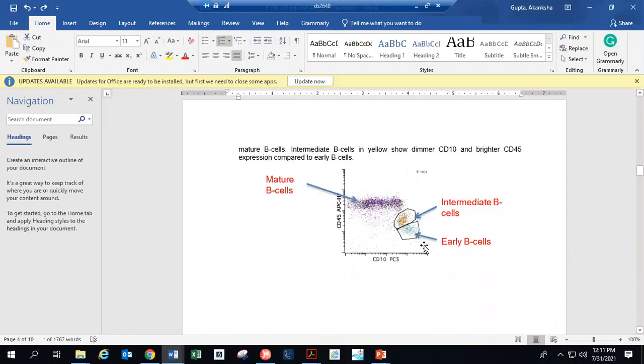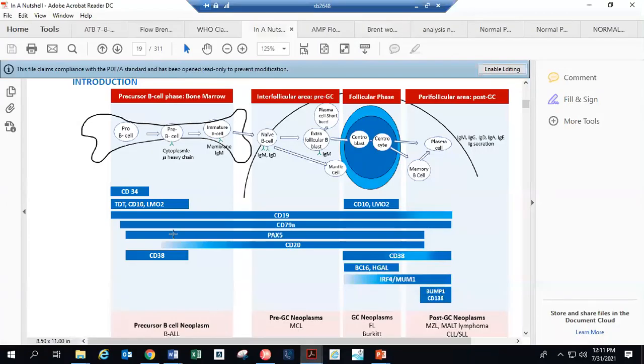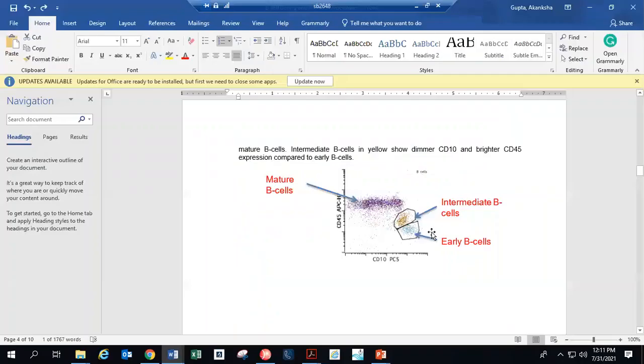So the maturation of B cells, as I was showing in this figure, the immature B cells will have CD10, right? And then as they start maturing, they will lose their CD10. Similarly, what they are showing over here is that the immature B cells, the early B cells, have CD10, and then as they mature, they start losing CD10. So basically intermediate B cells and then mature B cells will not have CD10 unless it is a germinal center B cell.